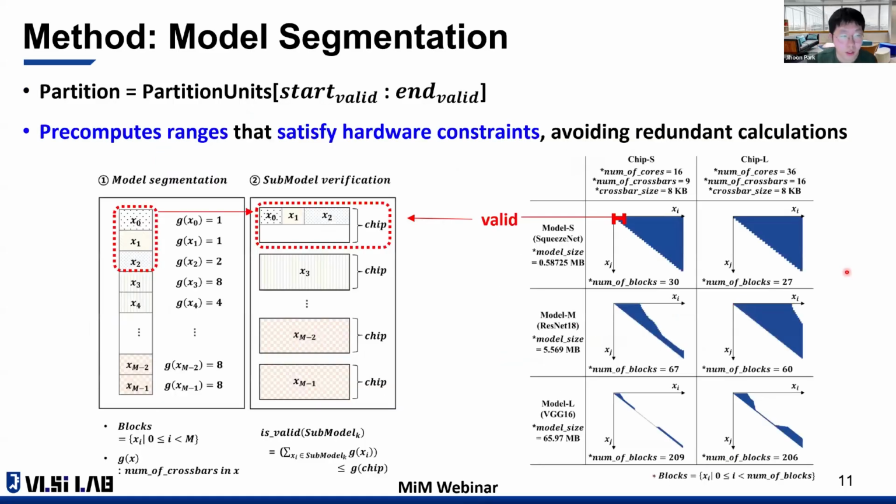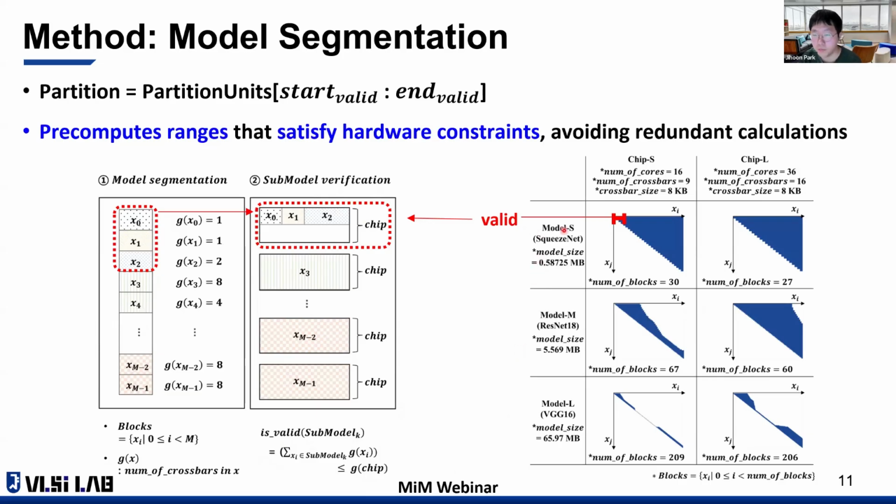So we divide the model into partition units, and we want to find which partition to put on a single chip. We do that by using a submodel verification. We first put a random threshold that divides the model into segments, and then we verify whether each fits onto a single chip. This is the formula to do that, but we actually pre-compute the ranges so that we can avoid redundant calculations.